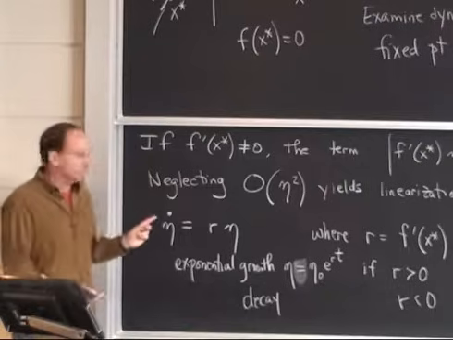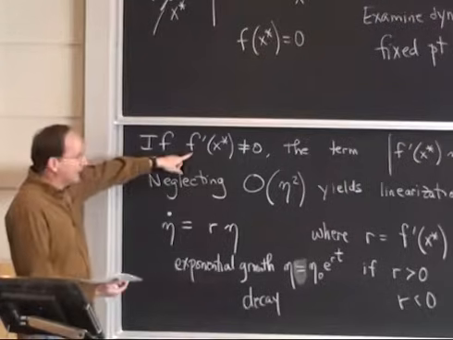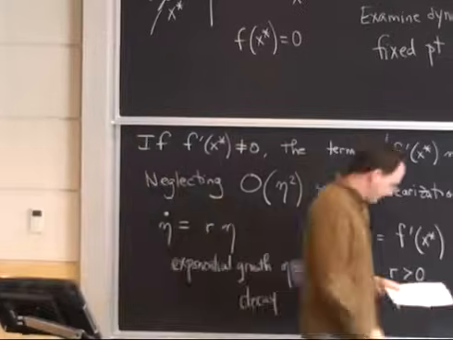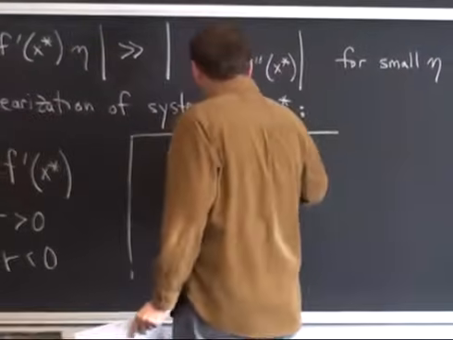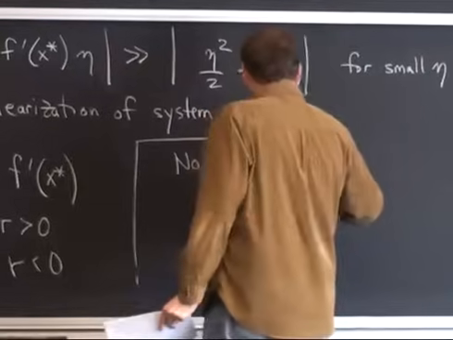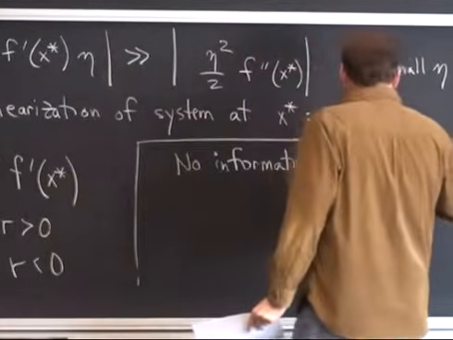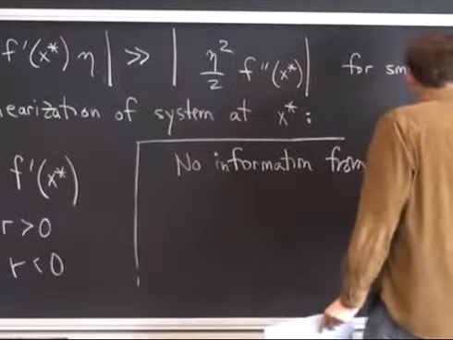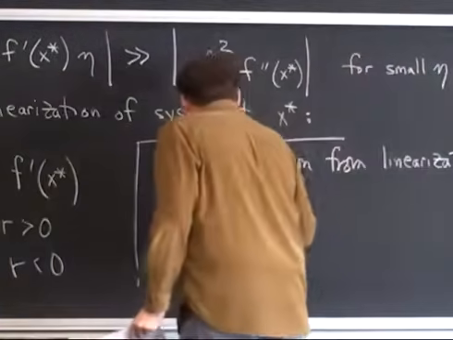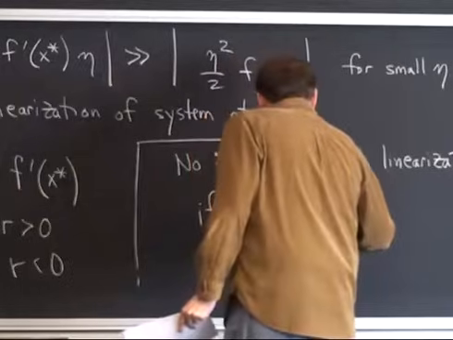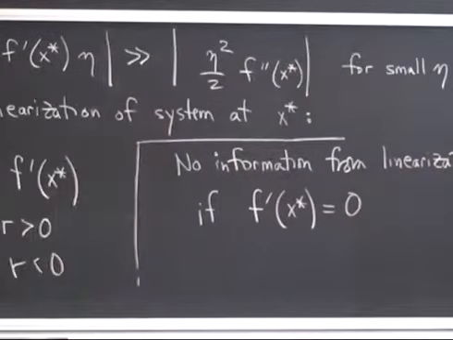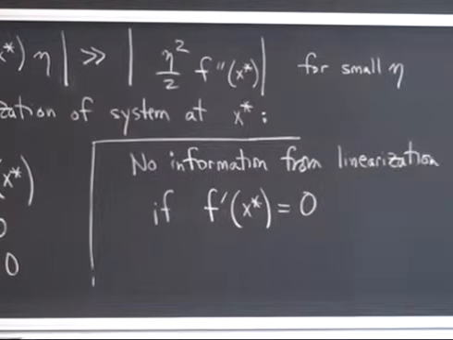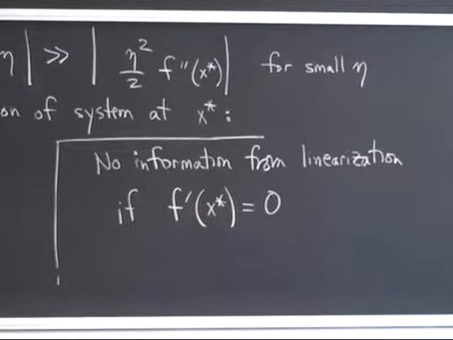Though you may be wondering, what about if f prime of x star is equal to 0? This caveat I have here. What if it is 0? What would we do then? So in this case, there's no information from linearization. By that I mean that if I find f prime is 0 at a fixed point, that tells me nothing about the stability of the point. It could be stable or unstable, or even a kind of hybrid situation where it's half stable.